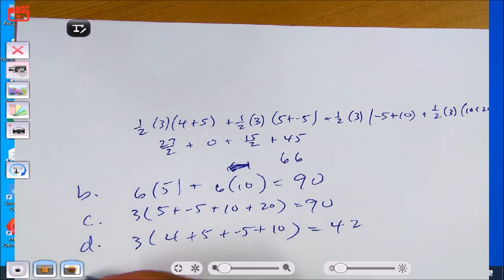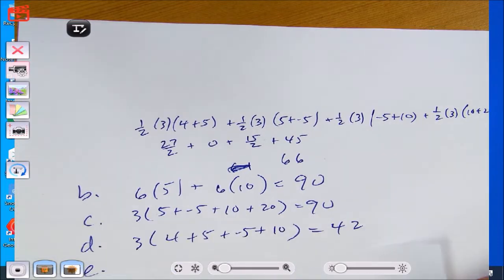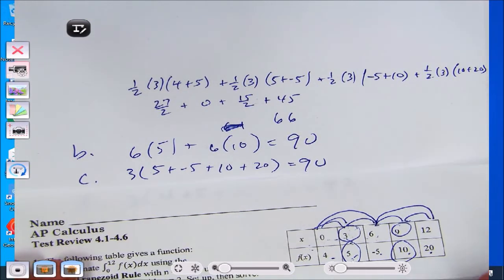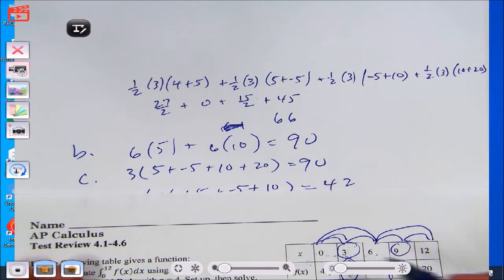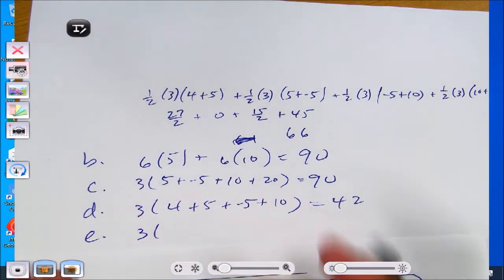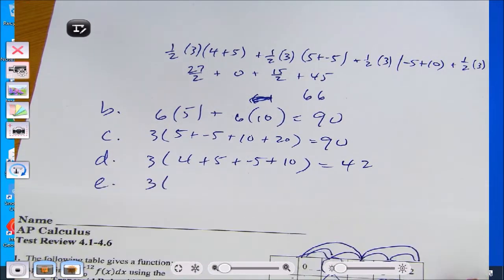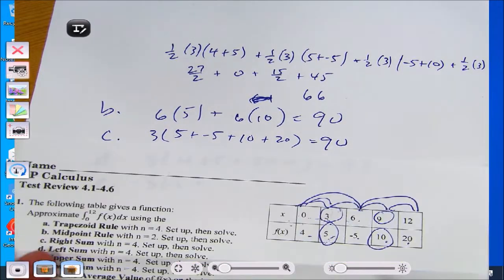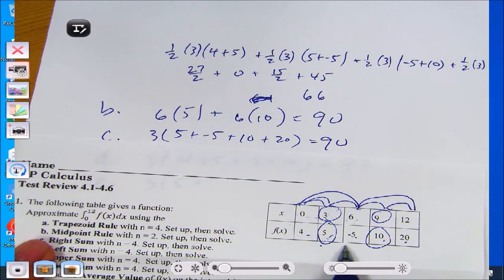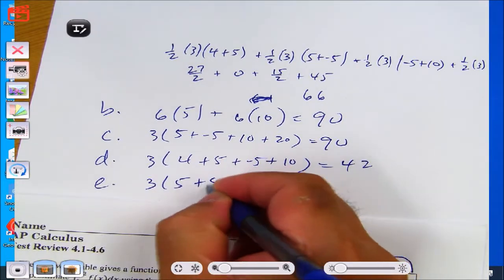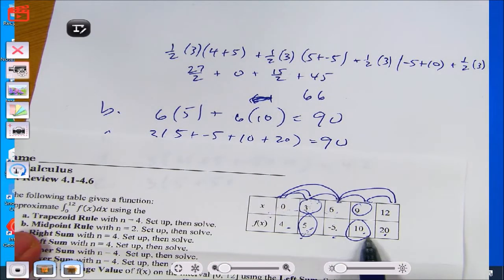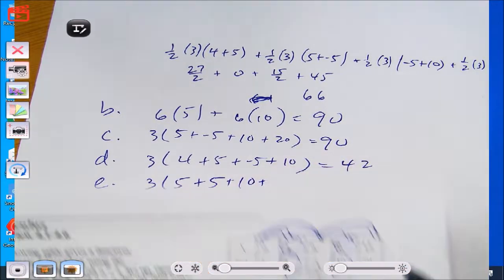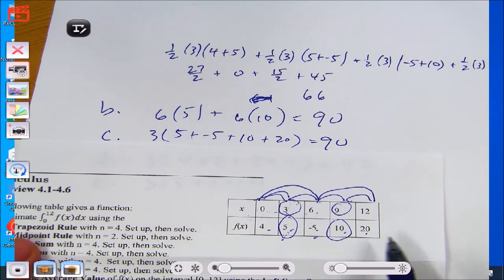Upper sum, so you're looking at each subinterval, and you're looking at which one's the higher one. So in the first one it is 5. The widths are still the same, so it's 3 times whatever. So it's 5. And then this subinterval, 5 is the higher one again, so it's 5. And then between negative 5 and 10, 10 is the higher one. And then the last subinterval between 10 and 20, 20 is the higher one.